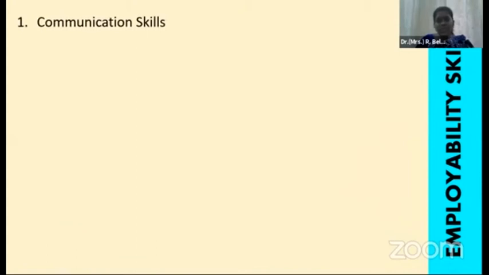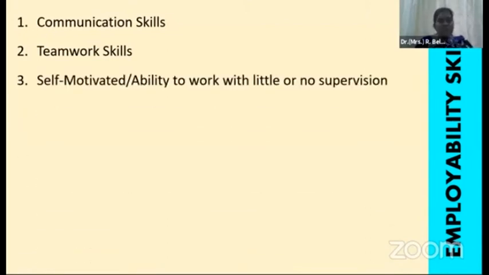What are the skills you will require? Communication skills. You need to thrive. You need to talk. You can't sit in your cubicle. You need to have team working skills. You'll have to sit and work with many people. Again, your communication matters there. Your interpersonal. See, each skill is interlinked with each other. Teamwork skills. You should be self-motivated. You should be able to work with little or no supervision at all. Somebody should be seeing you.